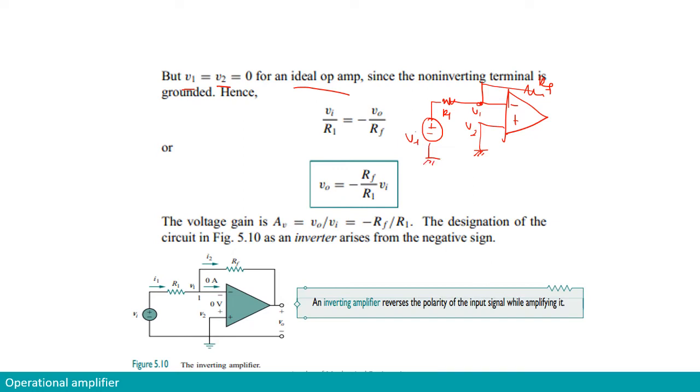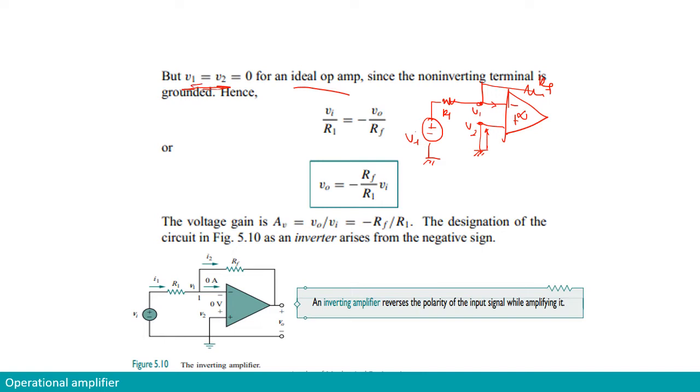Basically, in an ideal operational amplifier, the input impedance is infinite, so there's no current getting from V1 into the operational amplifier. What does this mean? It means that if no current circulates between V1 and V2, they are at the same potential. That's why we have V1 equals V2. V2 is directly connected to the ground, so V2 is 0. Therefore V1 equals V2 equals 0.